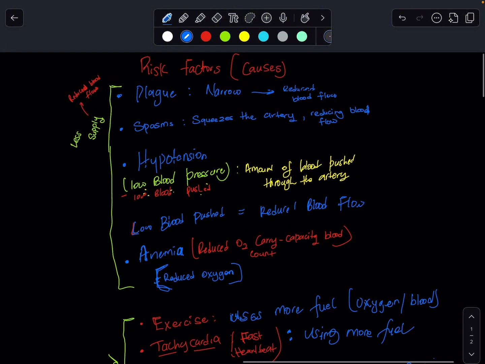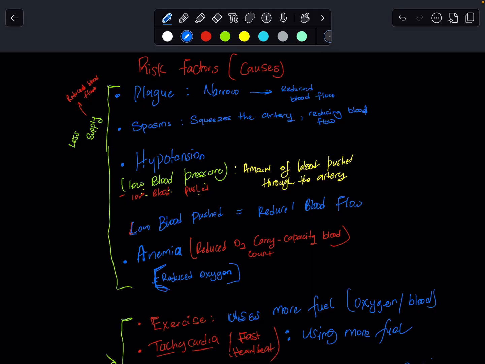So we're going to go over the causes again. Plaque takes up space, narrows the artery, and reduces blood flow. Spasms squeeze the artery, reducing blood flow. Hypotension means low blood push. If there's not a lot of blood being pushed to the artery, not a lot of blood is getting to the heart, so reduced blood flow. Anemia means that the blood already in the body doesn't have oxygen, so the heart's not getting oxygenated blood. Let's say reduced oxygenated blood flow.